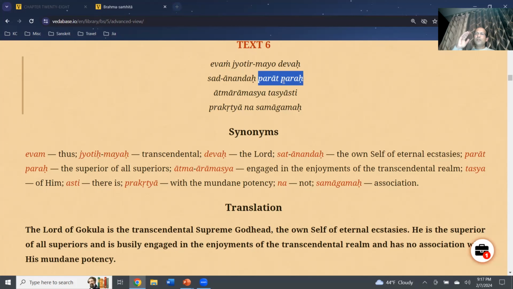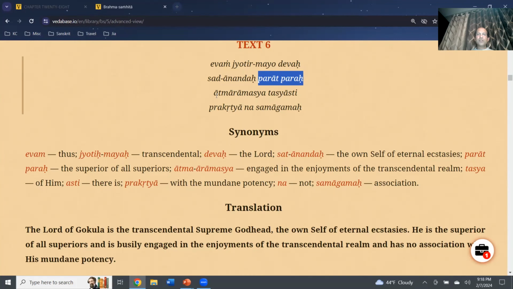Just as we saw in the very first verse, Ishvara Parama Kṛṣṇa. Everybody is superior in some way, or everybody is a controller who has control over something. But not everybody is the supreme controller. Kṛṣṇa is the supreme controller, the supreme person. So he is called here parāt paraḥ, the superior of all the superiors.